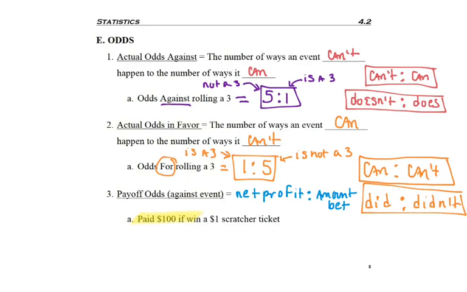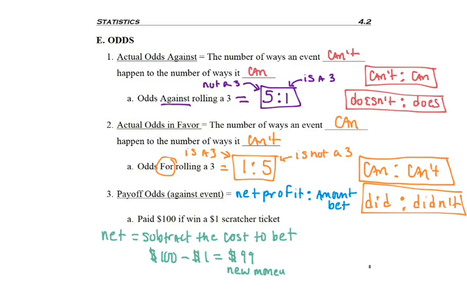So here's our problem. If you have a $1 scratcher ticket, let's say that it says you won $100. So if I wanted to write the payoff odds for winning a scratcher, I'd first need to know the net profit. So I subtract the cost to bet. That gives me my net. Otherwise, it's called your gross profit, and we want net profit. I know it's not an econ class. So I take the $100 I win minus the $1 I bet, and I'm only going to get 99 new dollars.